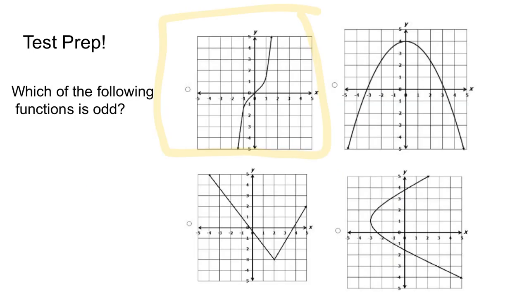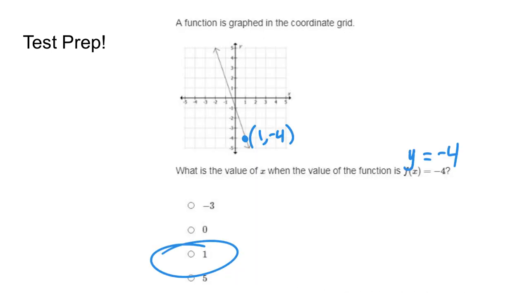This one asked you which of these functions was odd. The first one is odd because it has origin symmetry. It flips across the origin to recreate it. This one would have been even because what's here is the same as over here. And what's down here is the same as over here. And then these have neither. But this was your one that was odd. This one asked you the x value when the function's value was negative 4. So I looked where y was negative 4, found my point, and found that the value was 1.